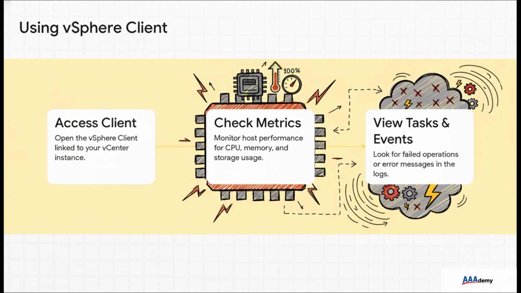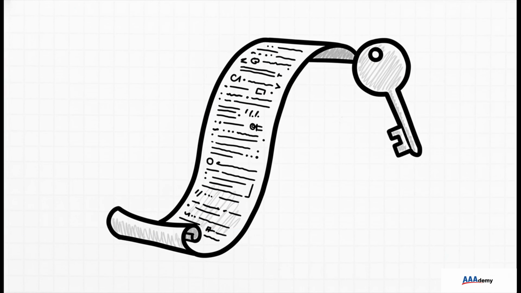So what are you hunting for in here? You're looking for those pesky performance bottlenecks. You know, is one of your hosts just getting slammed with its CPU pinned at 100%? Or maybe you open the Events tab and it's just a waterfall of failed tasks. These are the classic clues that tell you, hey, maybe the problem isn't the hardware itself, but how the virtual resources are being managed.